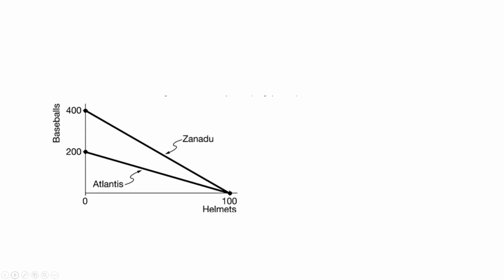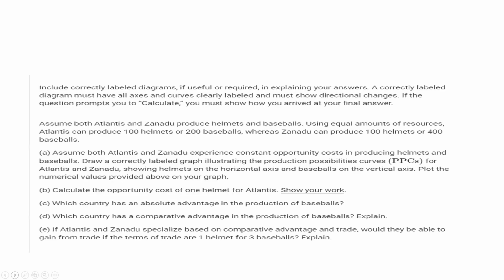What's the next question? Who has the comparative advantage in baseballs? One of them says Atlantis. No, one's absolute, one's comparative. So the comparative for baseballs is the other, 100 over 400, which is a quarter, or 100 over 200, it's a half. Quarter is smaller, so it's Xanadu.